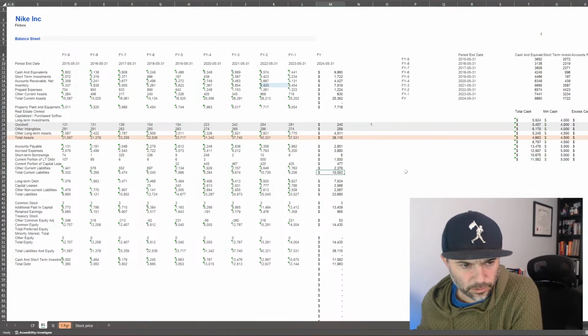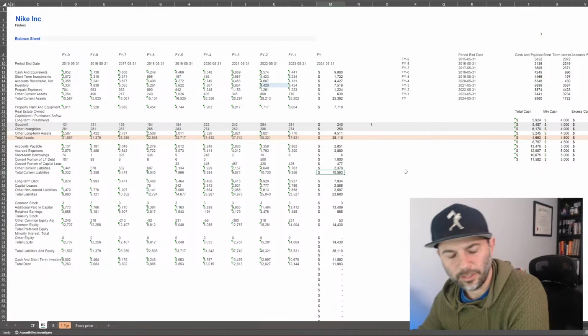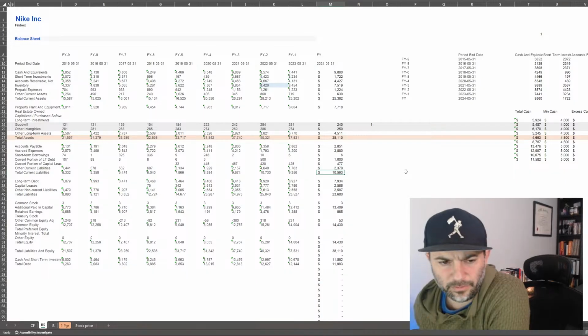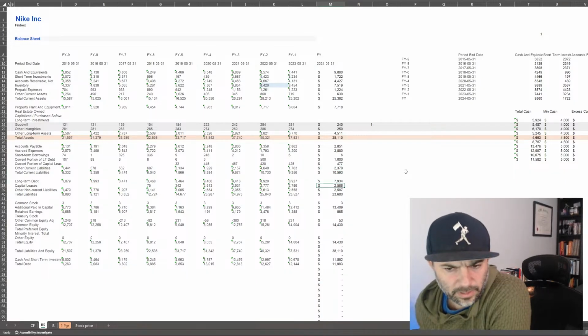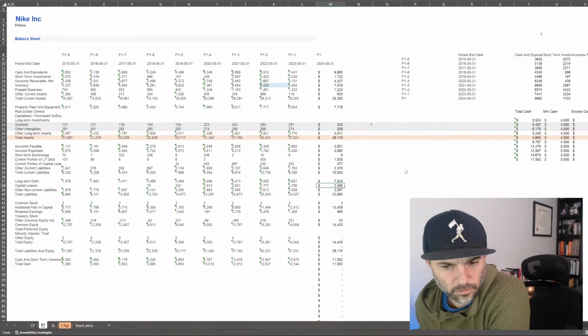Total current liabilities, $10 billion. Total current assets, $25 billion. They have 2.5 times coverage on their current liabilities. That's a phenomenal position to be in. Long-term debt, we discussed, is very low relative to earnings. Capital leases, that's just rent on buildings that the accountants force them to capitalize.